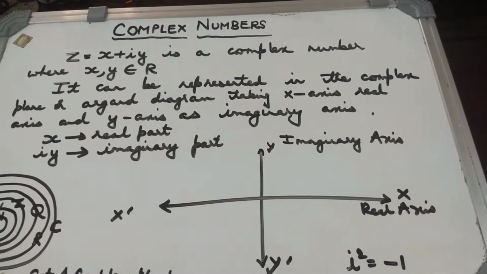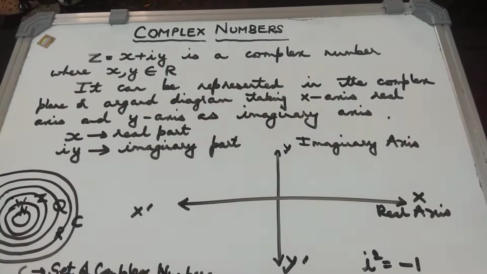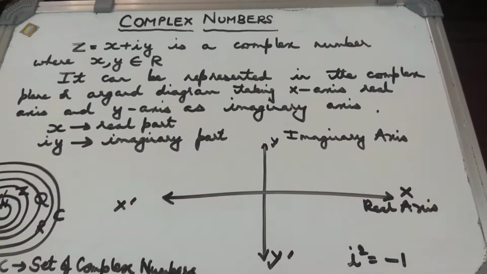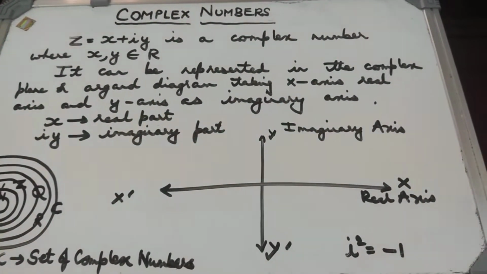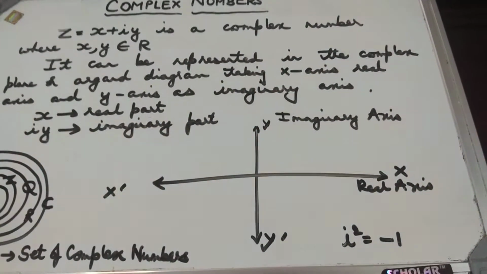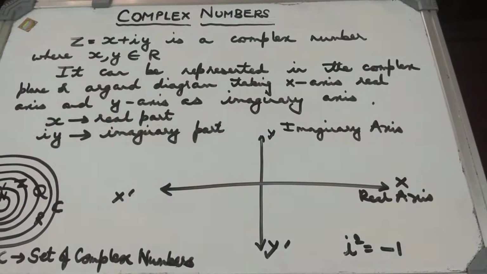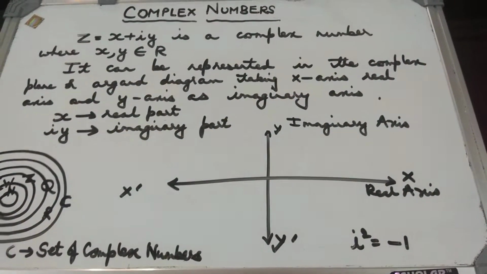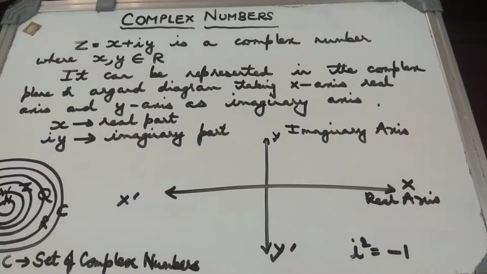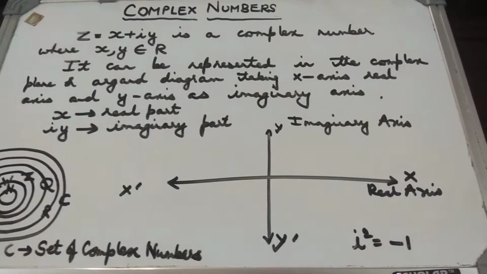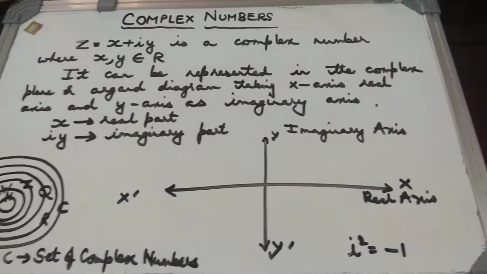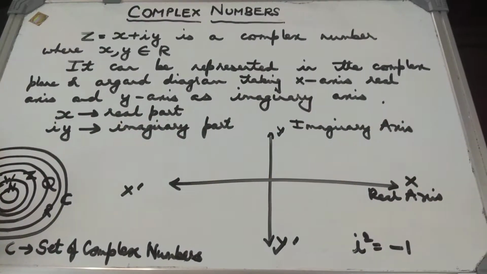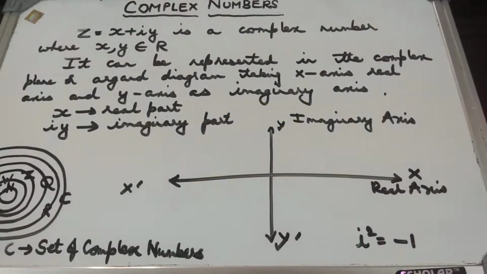Now, if you remember in class 10th when we were doing quadratic equations, sometimes if you were getting under root of a negative term, that is b square minus 4ac is less than 0, then we said that the roots are imaginary. Now that imaginary word was left like that. We did not know what imaginary numbers are. Now this comes in the jurisdiction of complex numbers.